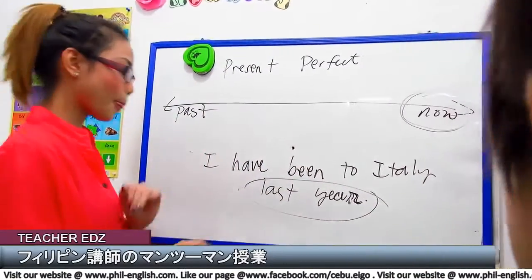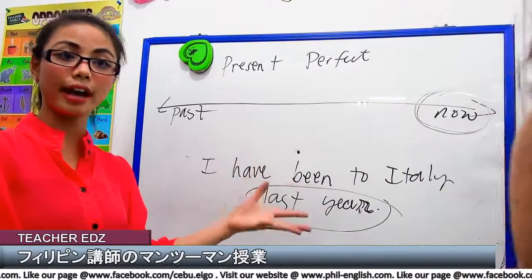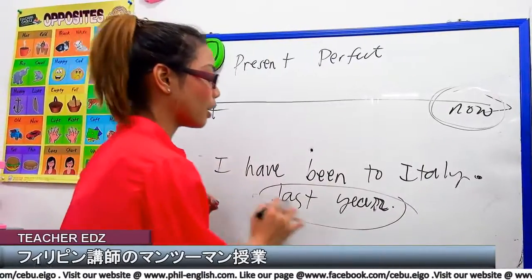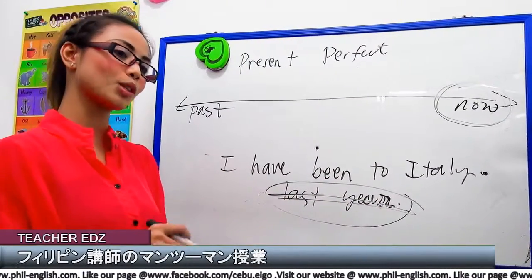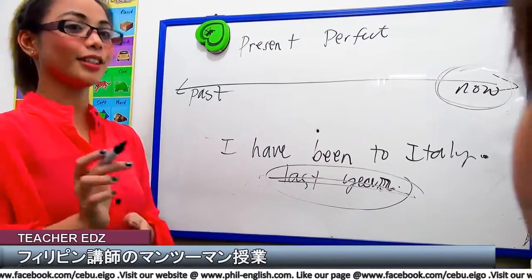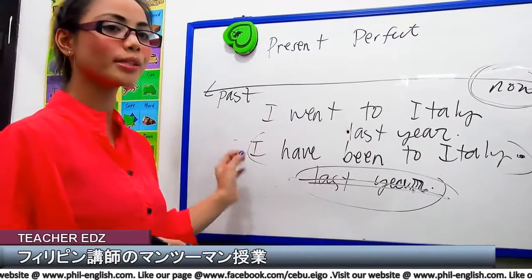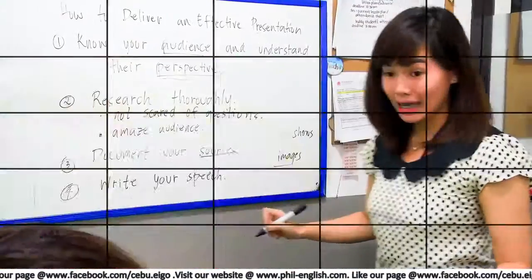So we can say I have been to Italy twice, thrice, or I have been to Italy, without last year. What kind of tense do we use when we talk about finished actions? I went to Italy. When we talk about finished time, we use the simple past, and not the present perfect.